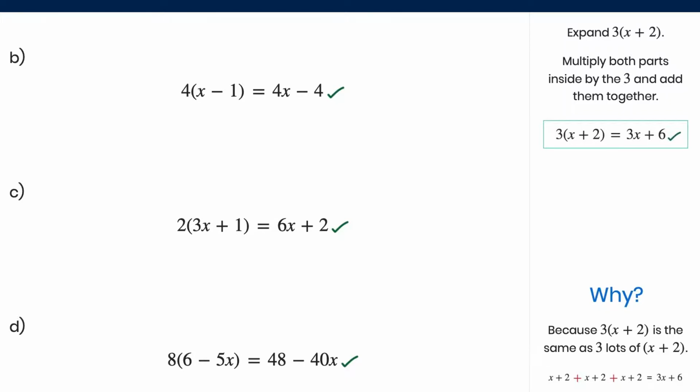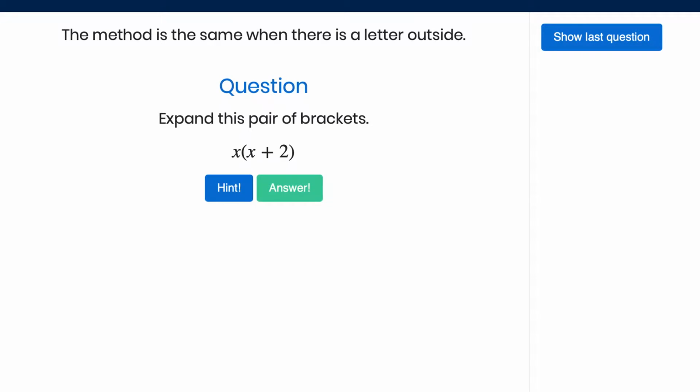Okay, let's move on and make this a little bit harder. We can also expand a pair of brackets when there is a letter outside. Unfortunately, the method is just the same. Okay, so here's an example. Expand this pair of brackets, so x times x plus 2. Pause the video if you'd like to have a go.